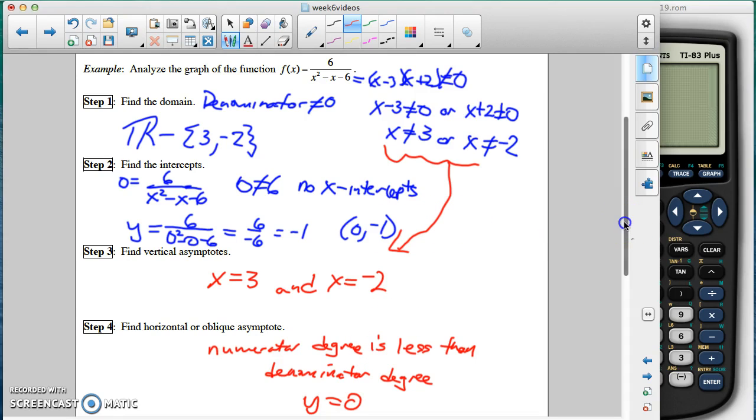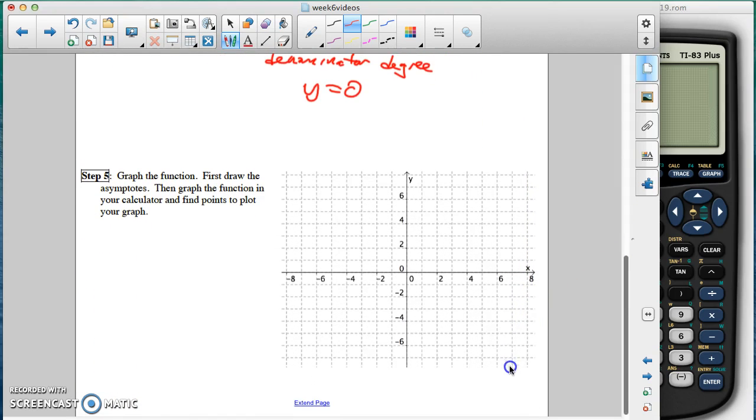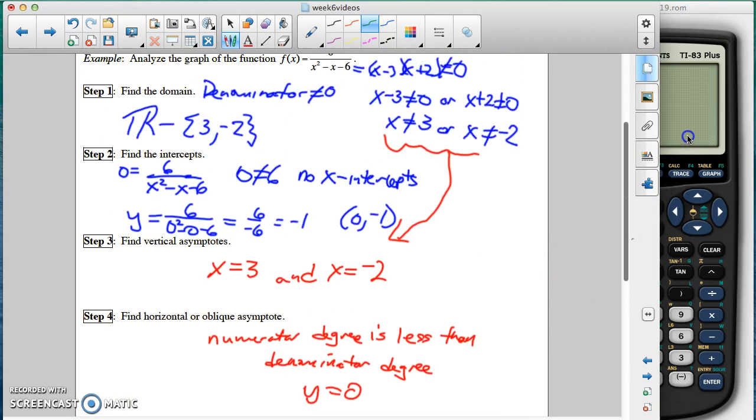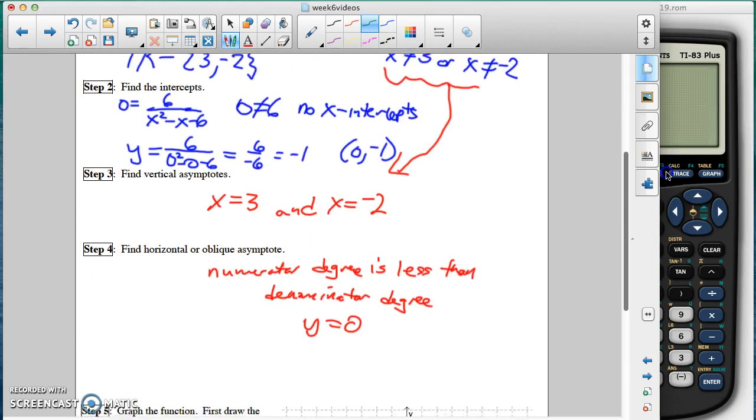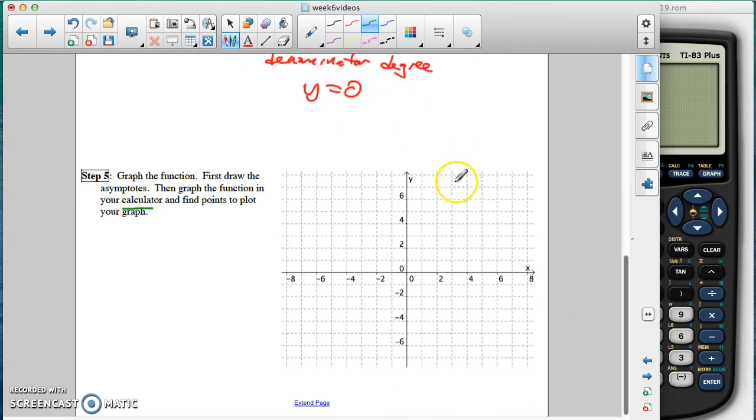So our final step here would be to use this information to draw a graph, using this information and some points that we can find with our calculator. So let's start with the intercepts. We have asymptotes. We have two asymptotes that are vertical at 3 and -2. So an asymptote down here at 3, and one at -2.